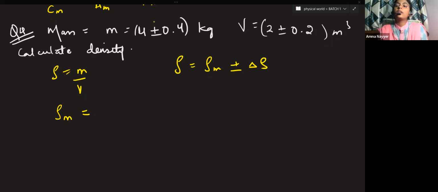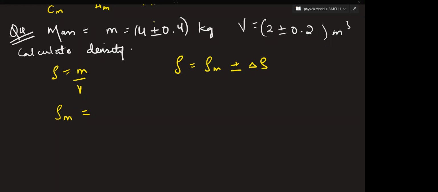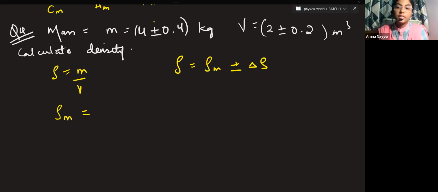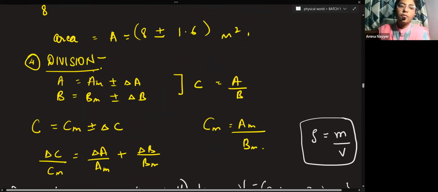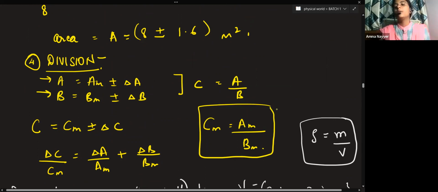Rho m will be what? Means the mean density will be what? Ma'am, it'll be 0.6. Not 0.6. Not 4 plus 2. Here, what did we see? If you have two quantities with you, A and B, then Cm is given how? Am divided by Bm. Means Am from here, Bm from here. Am and Bm are what? Mean values. Whatever you write first, that becomes your mean value.